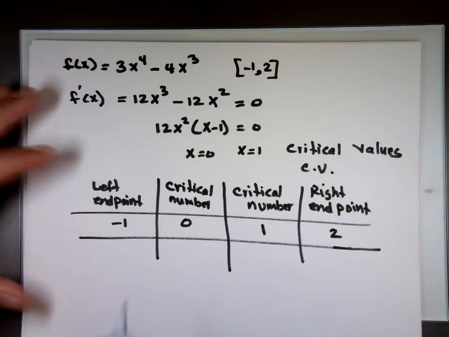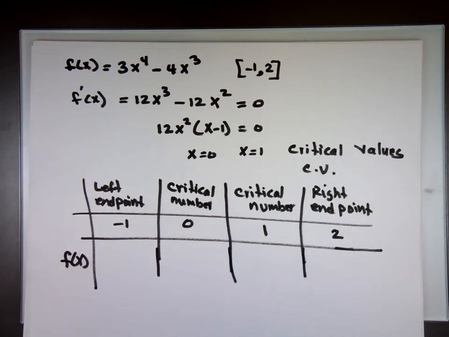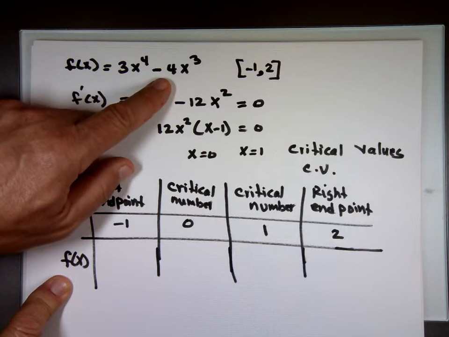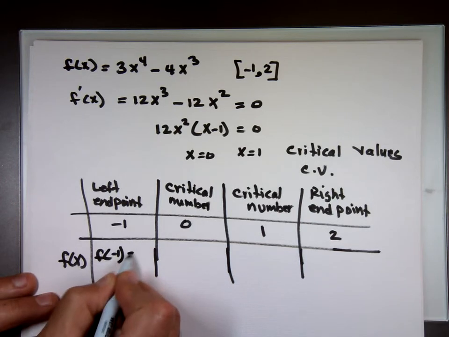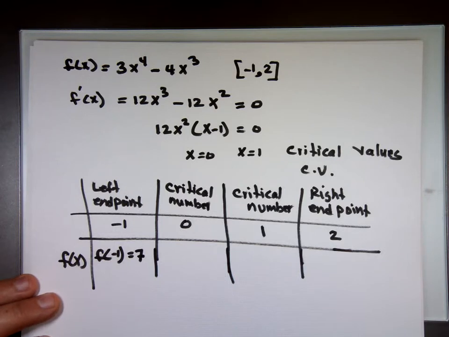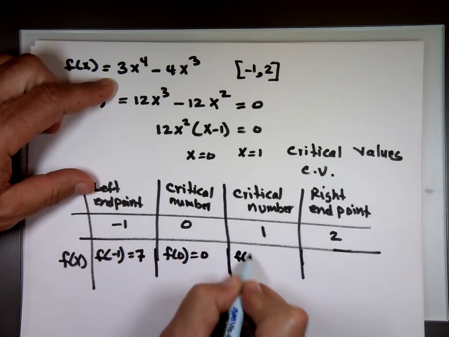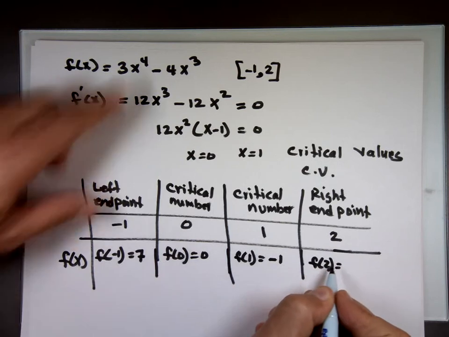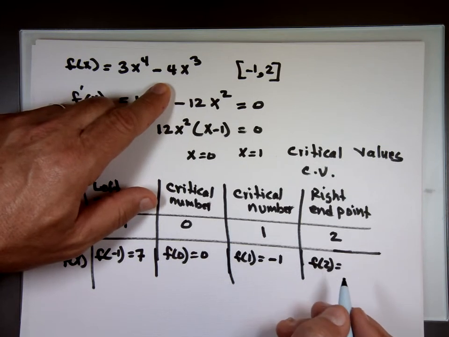And how do we know which one is min, which one is max? We plug them into the problem, f of x. Not the derivative, into the function. When x is minus 1, that's 3 plus 4, that's 7. What's f of 0? Is that 0? What's f of 1? Is that a negative 1? And what is f of 2? 16 times 3 is 48. 48 minus 32, is that 16?